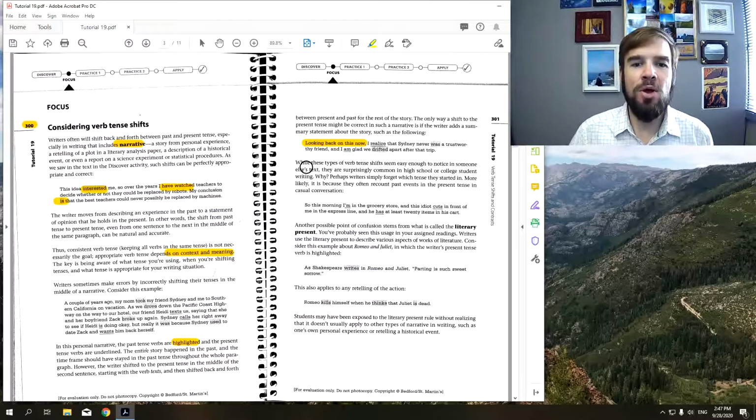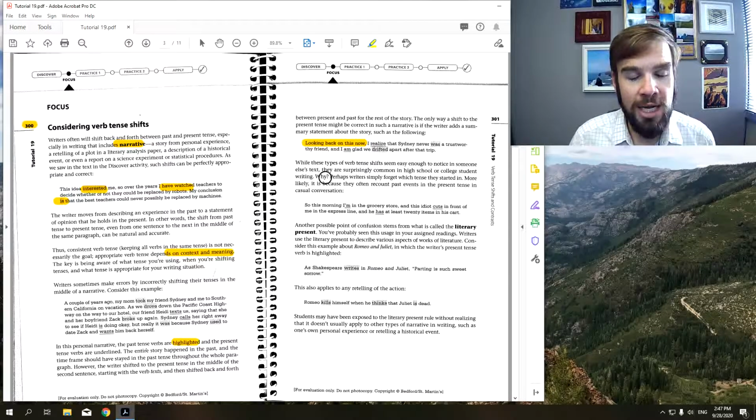While these types of verb tense shifts seem easy enough to notice in someone else's text, they're surprisingly common in high school or college student writing. Why? Perhaps writers simply forget which tense they started in. More likely, it's because they often recount past events in the present tense in casual conversation.